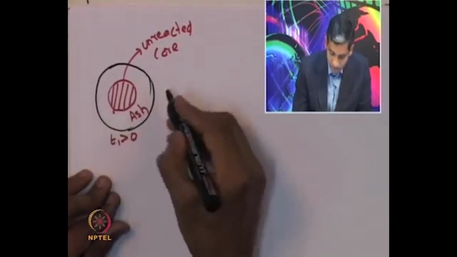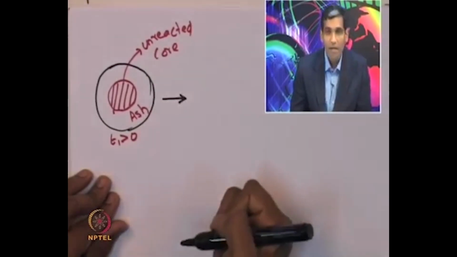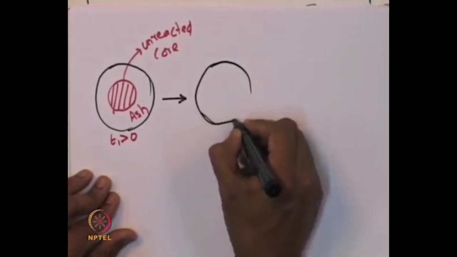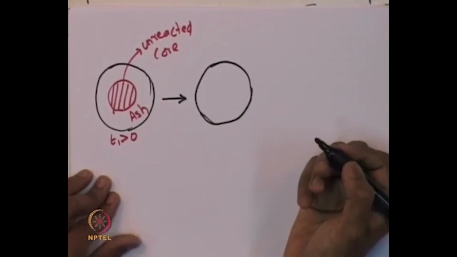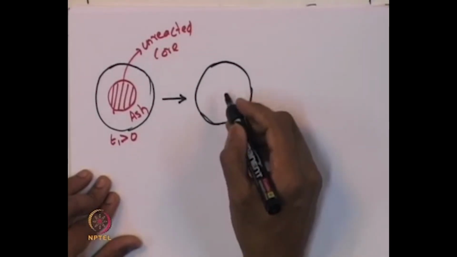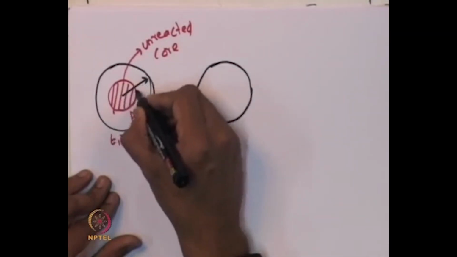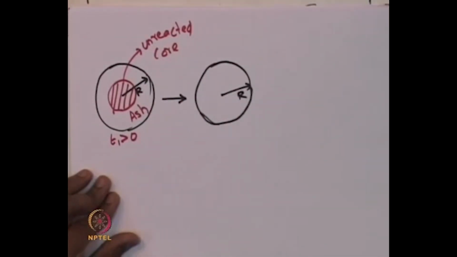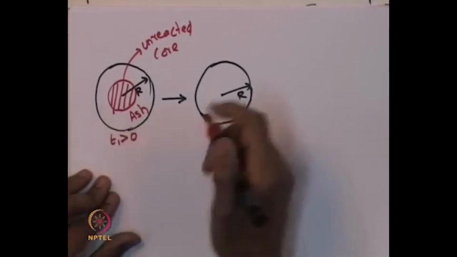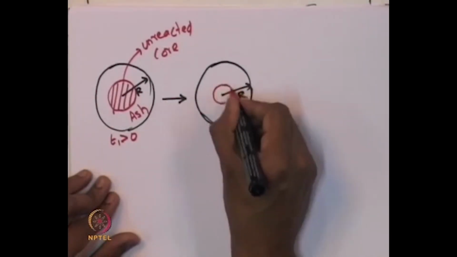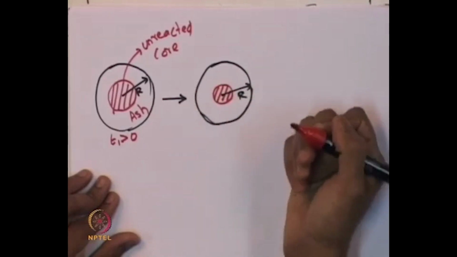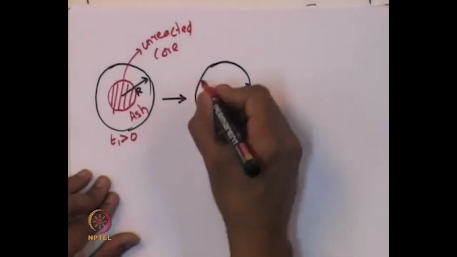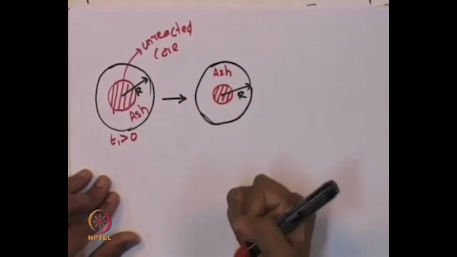Now, as time proceeds, the scenario will be like this: if this is the solid core which was started initially, and the reaction has started, R is the initial size of the solid core. Now the unreacted core will start shrinking in size, because the reaction front has started moving towards the center of the solid particle, and there will again be ash present outside this.